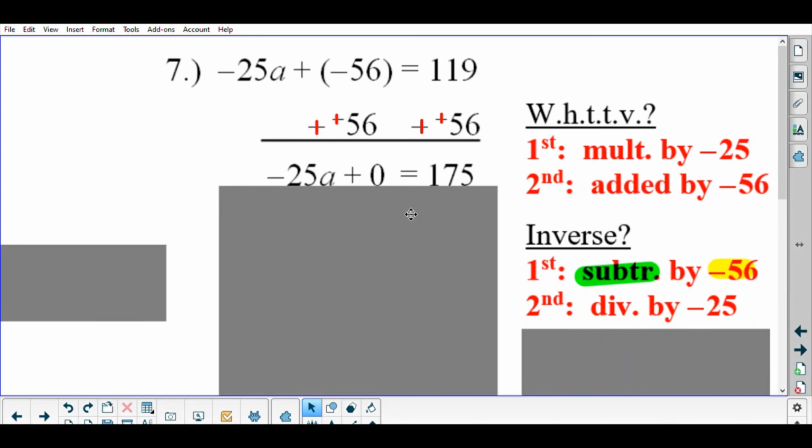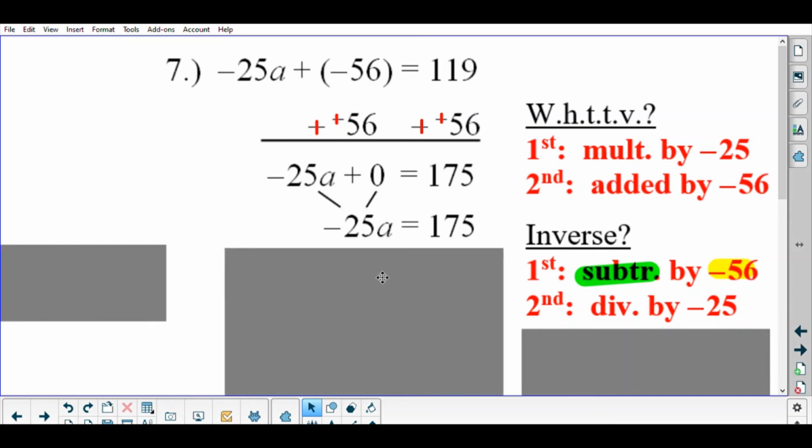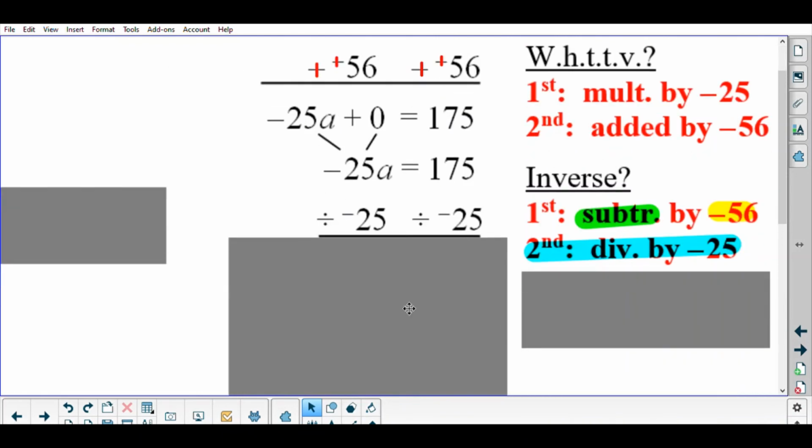You work down, you will get negative 25a is still there, plus 0. 119 plus 56 gives you 175. Then anything plus 0 is itself. So negative 25a plus 0 gives you negative 25a. Now we will do the second inverse operation, which was to divide by negative 25, because that's the inverse of multiplying by negative 25. So do it to both sides.